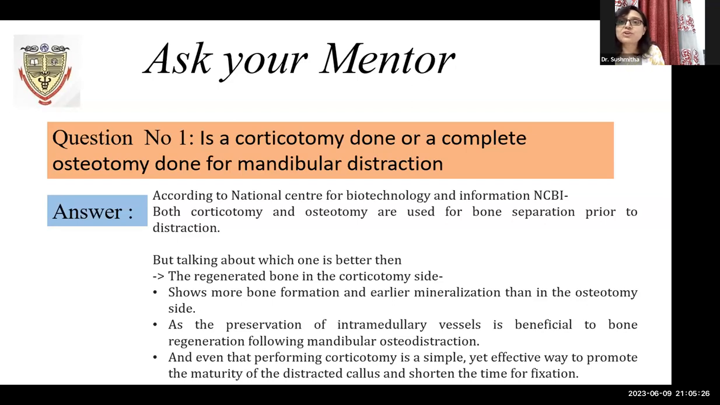If a question on corticotomy and osteotomy is asked, I think postgraduates at that level should know the difference between the two. The basic difference is that corticotomy involves dividing the bone only through its cortex, with preservation of the periosteal and endosteal layers. Whereas an osteotomy divides the bone through its entire width, including the periosteum, cortex and endosteum.